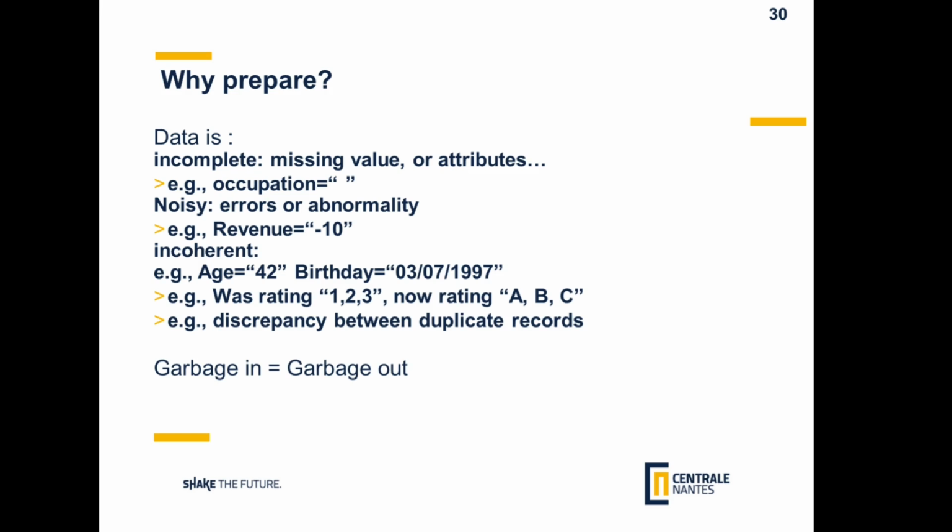And then there are problems coming from the merge. If you are merging two different databases, the same information might be entered differently. For instance, the rating from 1 to 3 in one database, you have to align with the rating from A to C in the other database. So this information of how those two grading systems match has to be considered and used to modify the data.